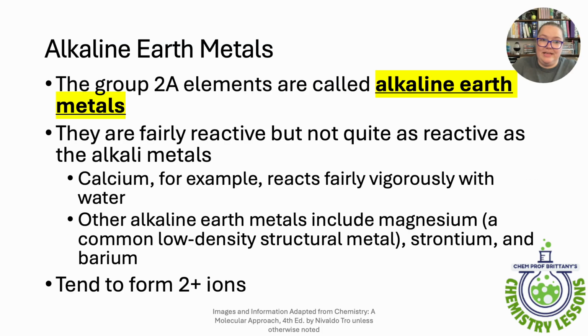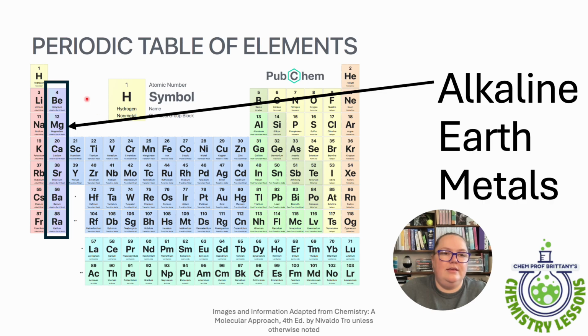Then right next to them, in group 2A, are the alkaline earth metals. They're fairly reactive, not as reactive as the alkali metals though, and they include things like calcium, which will react vigorously with water but will not explode like sodium would. Other alkaline earth metals include magnesium, which is a common low-density structural metal, strontium, and barium, and they tend to form 2+ ions. Here you can see they are located in the second column, so they are group 2A or group 2, depending on how your periodic table is labeled.